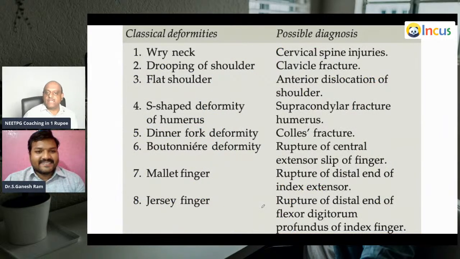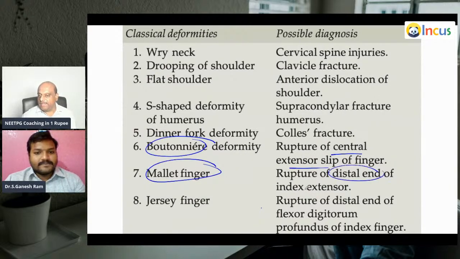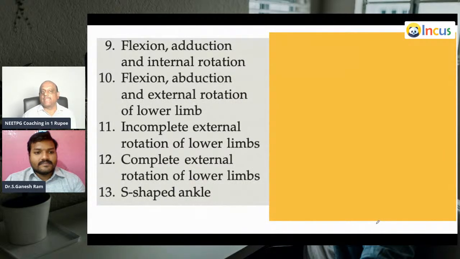So, Raineck is cervical spine injury. Boutonniere deformity is the central extensor slip of the finger. Mallet finger is the distal end of the index extensor. And the jersey finger is the rupture of the distal end of the flexor digitorum profundus of the index finger. Now, continuing our journey, where do we see other deformities, say, flexion, adduction, internal rotation?